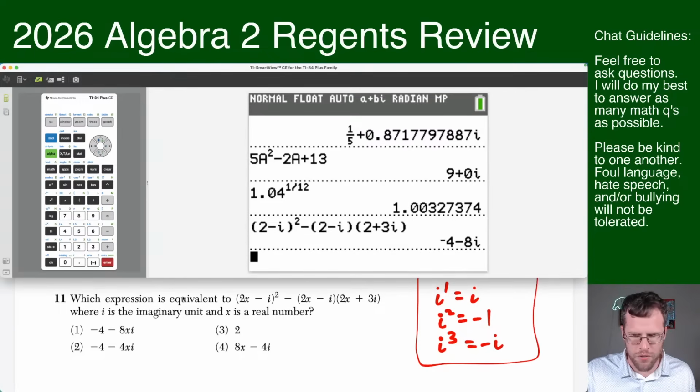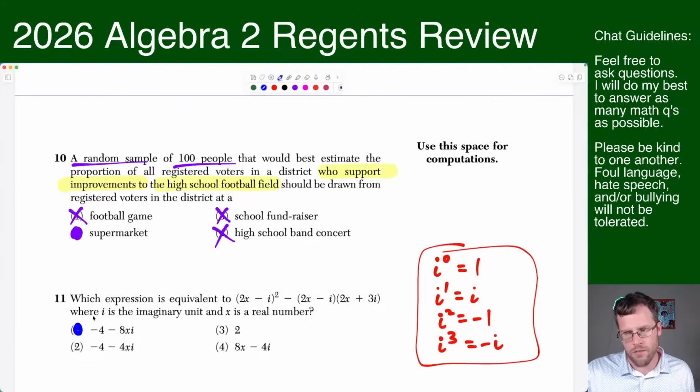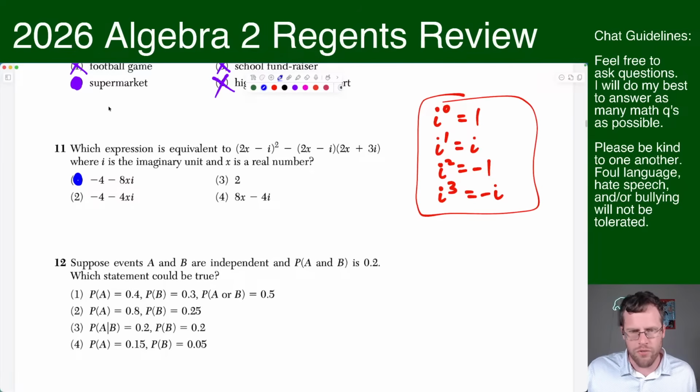So that most closely resembles choice 1. So I'm going to say choice 1 is our answer. That's if you're, once again, really desperate. And it does work here, but I'll show you how to do this the real way.